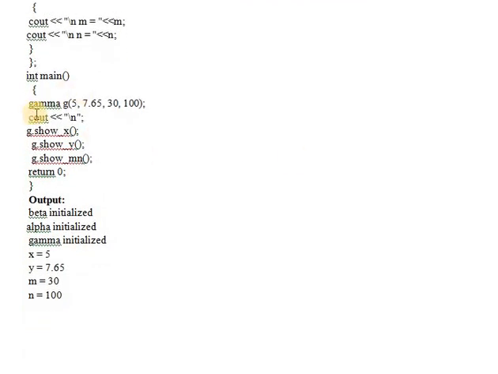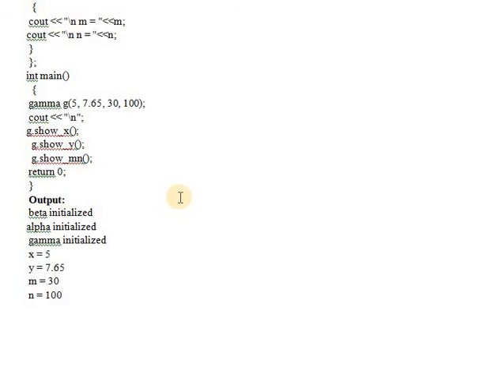Now in the main function, gamma will pass a total of 4 arguments: 5, 7.65, 30, 100. This 5 is assigned to the variable declared in class alpha, this is for class beta, and these two are for gamma. Now here we are displaying, so it will display alpha initialized, beta initialized, then gamma initialized, and after that it will show the values. So this is nothing but the constructor in the derived class.